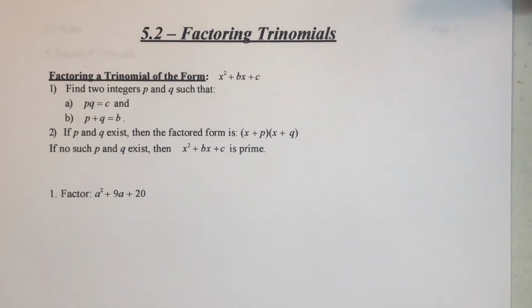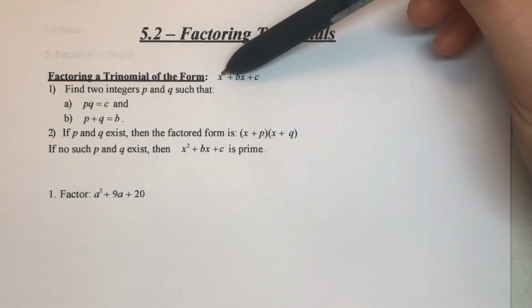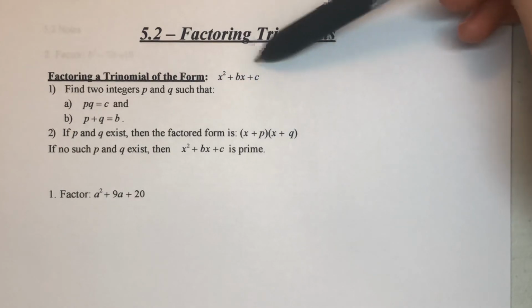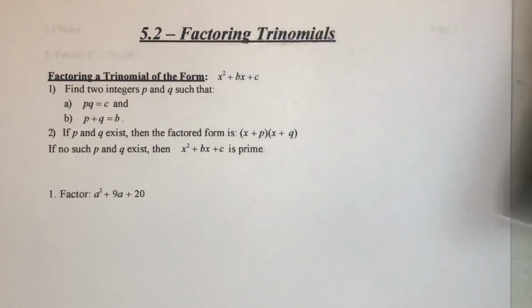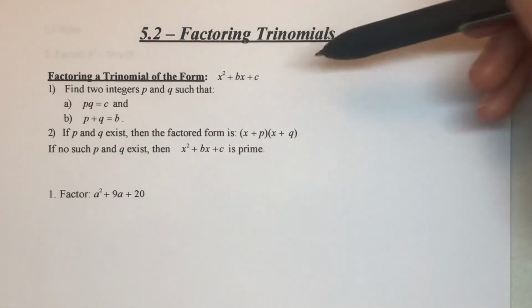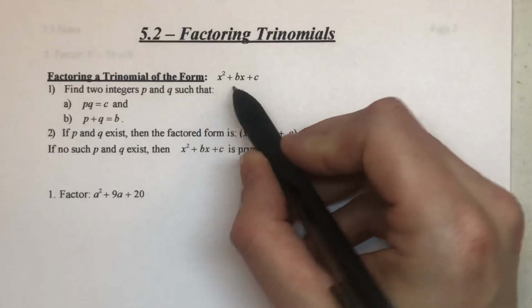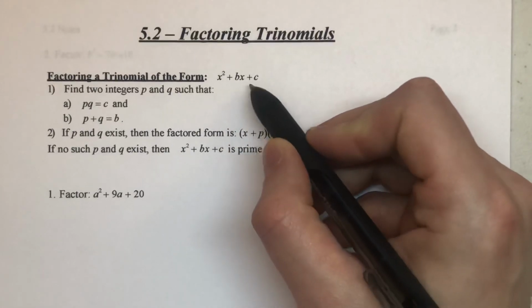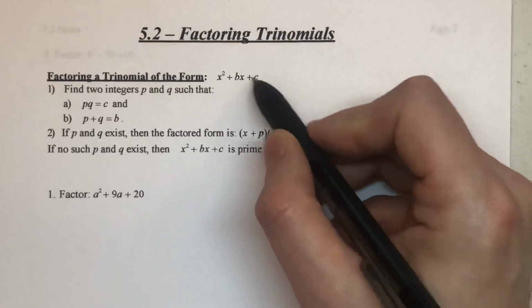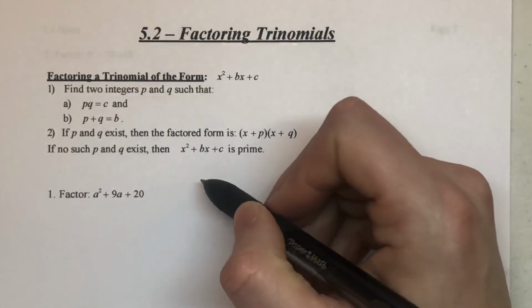In 5.2, we'll be looking at factoring trinomials, specifically trinomials of the form x squared plus bx plus c. So this is known as a quadratic form. The idea here, though, is that there are two types of forms we're going to see in this section. For the first set of examples, notice the b and the c are places where numbers are going to go. There'll be a value here and a value here. But we didn't put what would have been a in front of x squared.